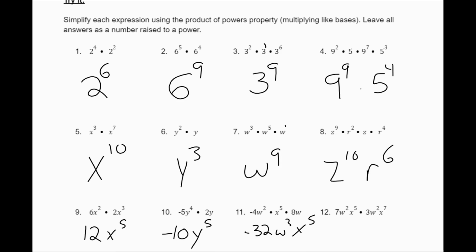And my last one, we have 7w squared x to the fifth times 3w squared x to the seventh. I'll combine the 7 and the 3. 7 times 3, because they're coefficients and this is a multiplication problem, is 21. W squared times w squared would be w to the fourth, because I'll add their exponents, and x to the fifth times x to the seventh is x to the 12th.